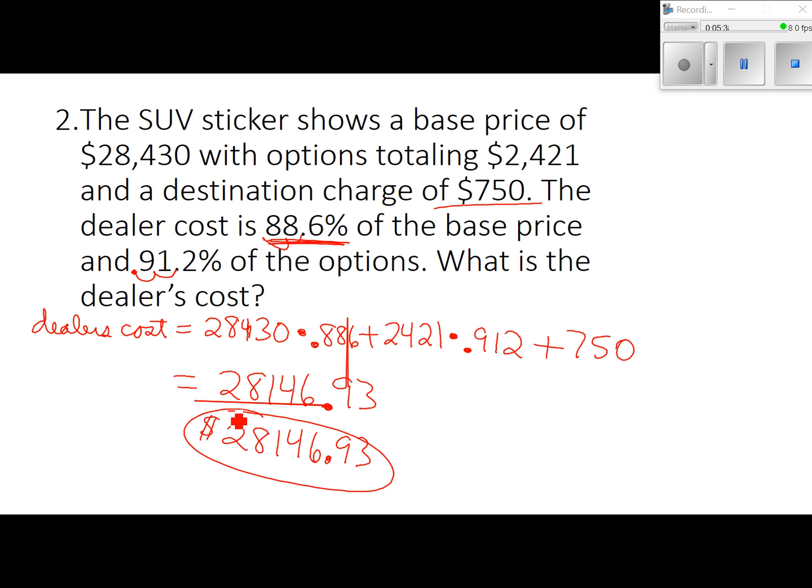Now, if we go back up and look at the base price of the car, and we add on the options and the destination charge, these three things give us our sticker price. If we paid full sticker price, we could subtract off this number, because this is how much it costs the dealer, and that'll tell us how much the dealer is actually making off of us.